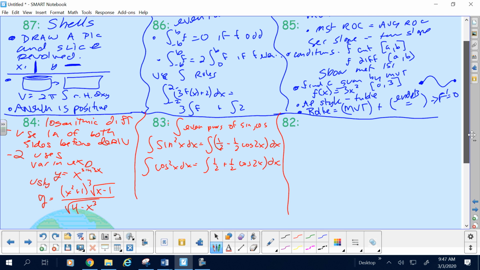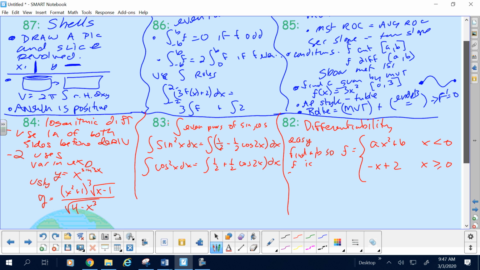That's good. And 82 is differentiability, which breaks down into easy and hard. The easy ones are the find A and B, so this piecewise function, x squared plus b, negative x plus 2. Find A and B, so f is differentiable. Which implies which? Does differentiability imply continuity? Yes. Does continuity imply differentiability? Not necessarily. Okay, that's the easy kind. You're going to get two equations, one based on the continuity, the left-hand, right-hand limits of the functions themselves must be equal. Then you have another equation based on the derivatives having to be equal at zero. And so you would use those two equations to find A and B. Do you follow?